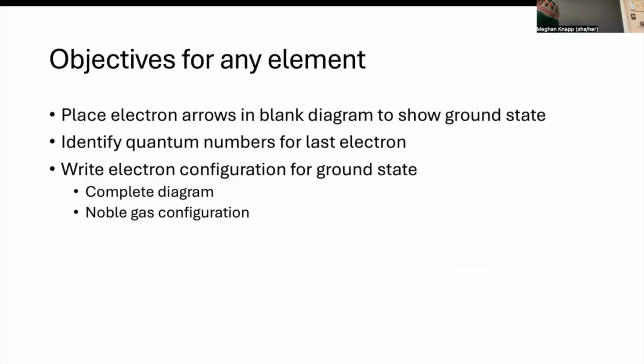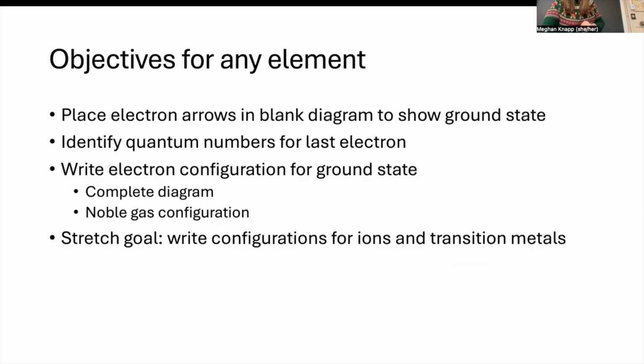Ideally, you would be able to then figure out if this were an ion, say it's a negative ion, so it's got an extra electron, how does that change the orbital diagram? How does that change the electron configuration? If it's positive, I have fewer electrons. How does that change things? And then transition metals have their own wonky thing that they do as well.